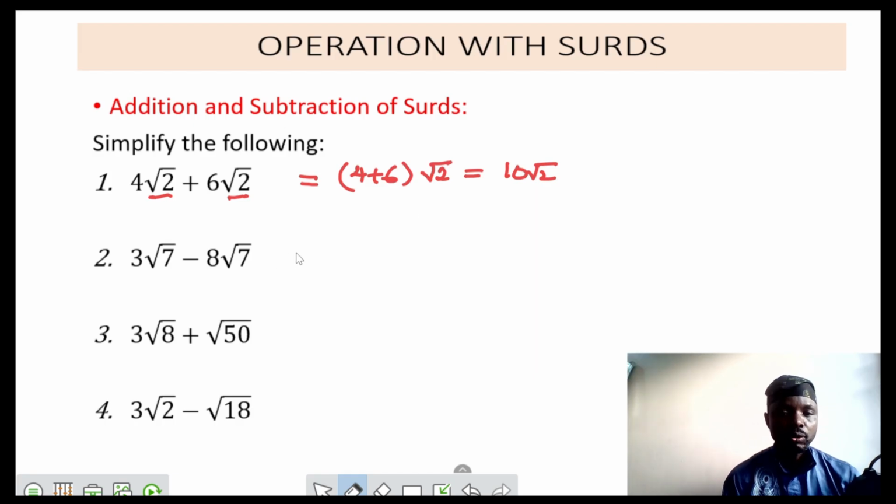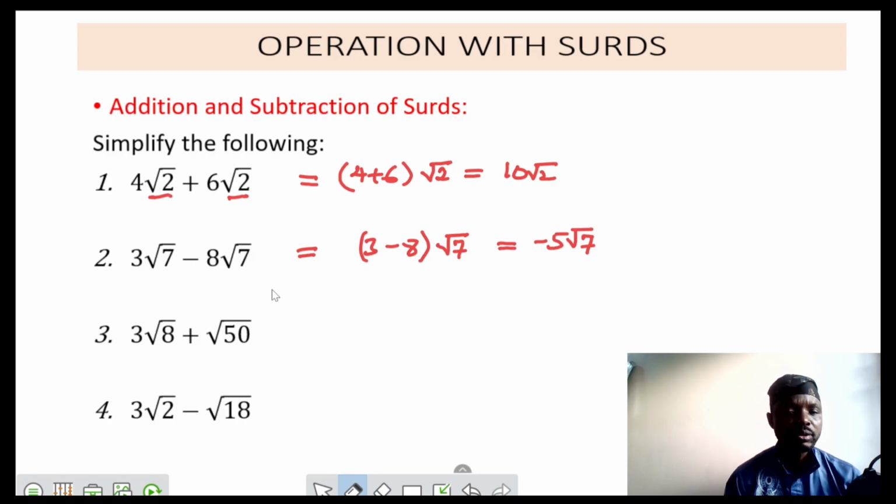The same thing here, root 7 is common, factor it, that's 3 minus 8, then you put root 7. 3 minus 8 gives me minus 5 root 7, right? It's in terms of root 7. Or you just do it like 3 root 7 minus 8 root 7. I mean, the negative is more than the positive, so the answer is going to be negative after you have subtracted. That's minus 5 root 7.